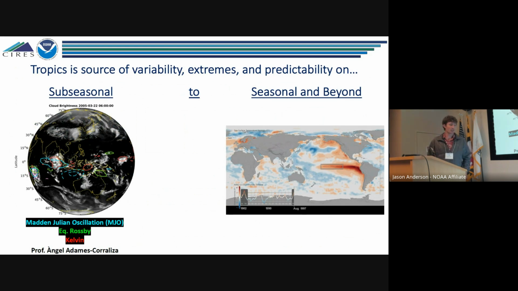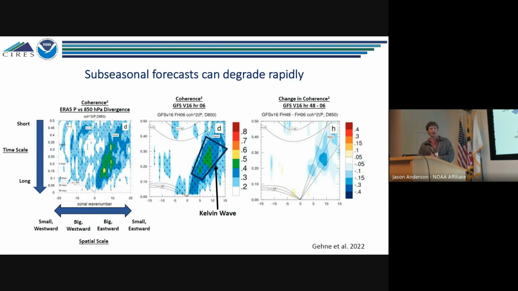Everybody here is aware of how important the tropics are for predictability on subseasonal to seasonal timescales. And we've heard a lot today about how rapidly our subseasonal to seasonal forecasts can degrade.